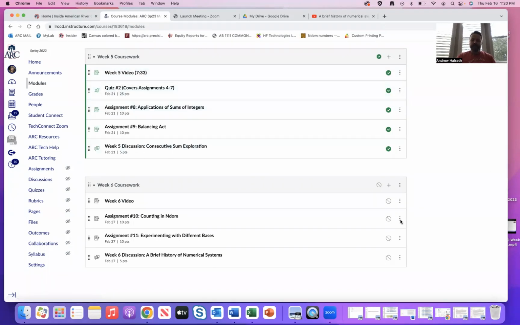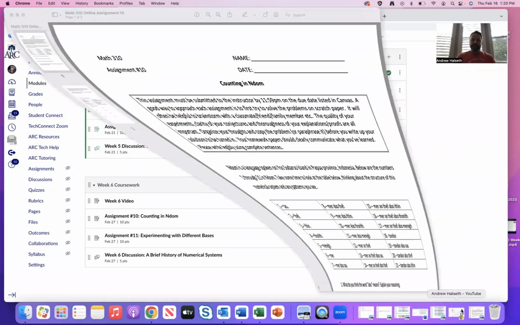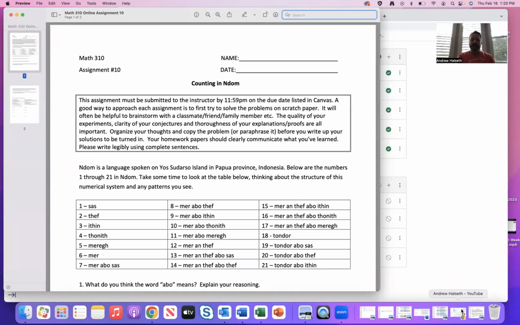So if you open assignment 10, it looks like this, and you'll see some translations. And so what you want to start with is looking through this table and just take some time, see if there's any structure to this numerical system and any patterns you might see. Is it possible to identify some of the words and what they mean just by looking at this translation? So there's nothing to write there.